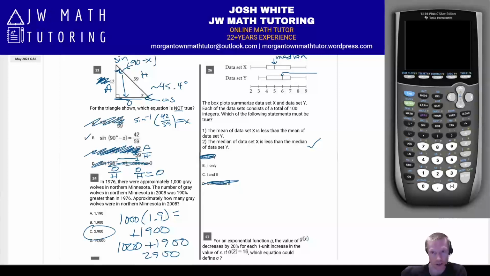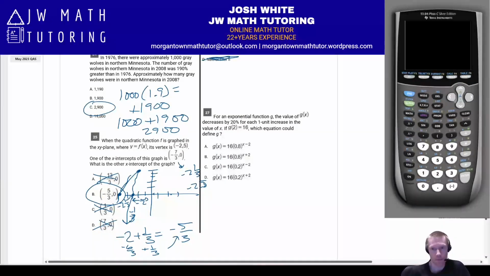We know that like 25% of the values are from 2 to 4, but we don't know if they're all at 2 and there's none at 3 and none at 4, or if they're all at 3 and none at 2 and none at 4, and so on. So we cannot determine anything about the mean just from what we're shown here in the box plot. So the correct answer for this is going to be letter B.